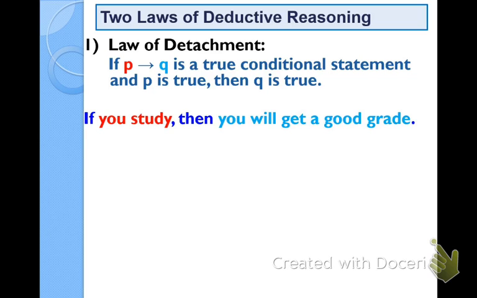Notice how I color-coded it. What does the red represent? P, also known as the hypothesis. And then what does this light blue represent? Q, which is the conclusion.